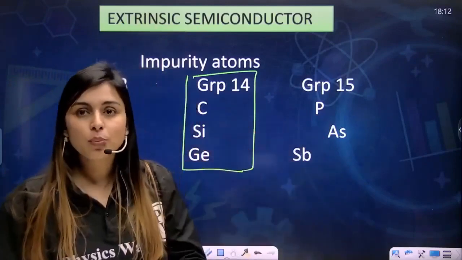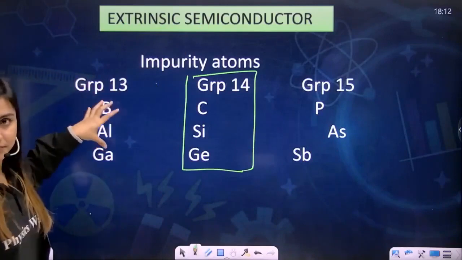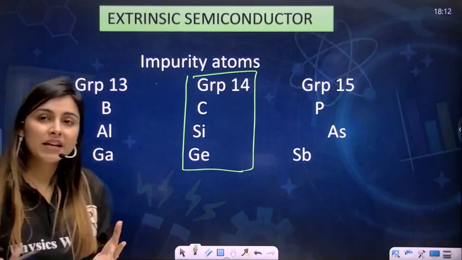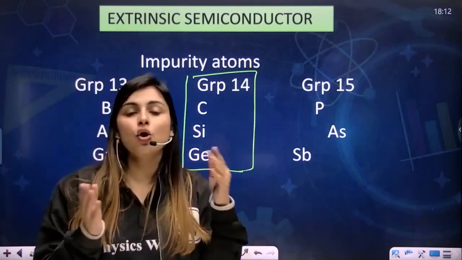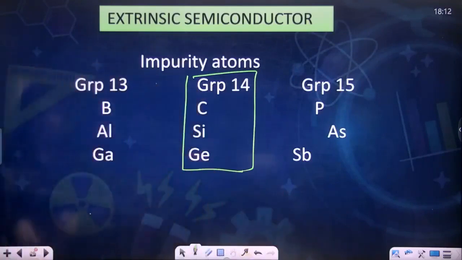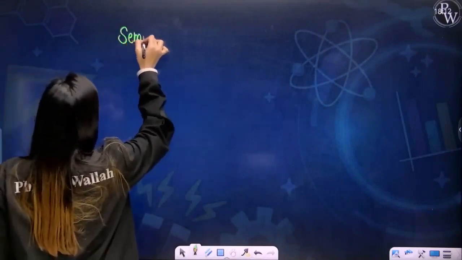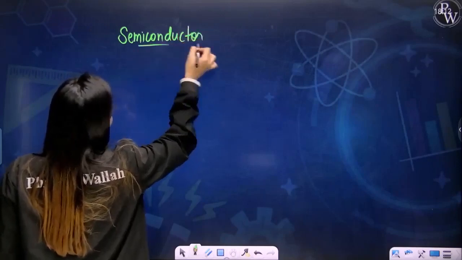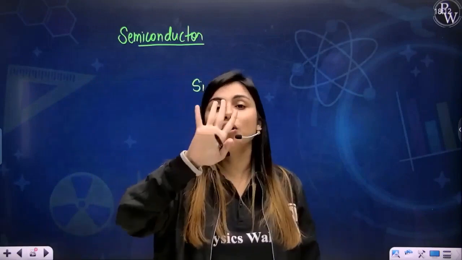Okay. What is doping? We add some impurity, some element from group 13 or group 15, and based on which element we have added, it can be an N-type semiconductor or a P-type semiconductor. For understanding this, you need a little bit of background. Let's take a common example of a semiconductor from group 14. Let's say you have silicon.